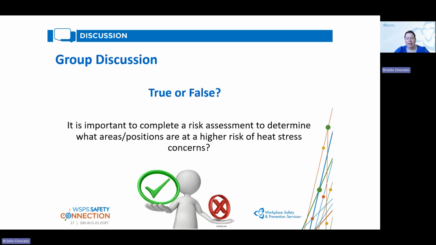So another one we can answer in the poll here, or sorry, in the chat. Oh, it is going to come up as a true and false. Thank you. It is important to complete a risk assessment to determine what areas and positions are at a higher risk of heat stress concern. All right, so it looks like we're all on the same page for this answer as well, which is amazing. We're all saying true, it is.